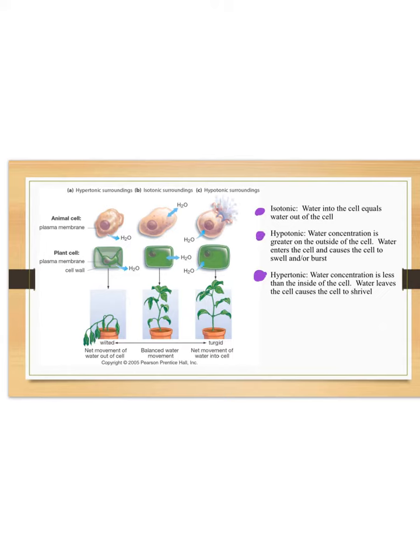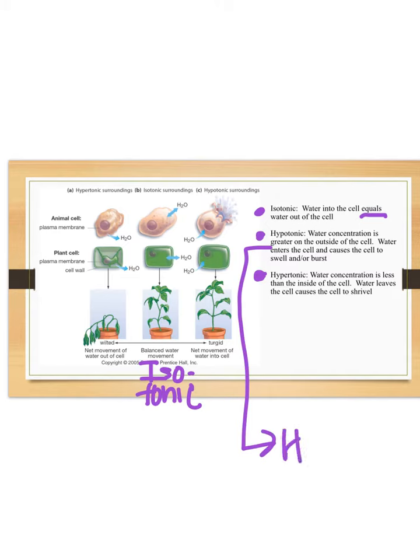So isotonic, again, equal, right? Everything is copacetic. The water inside the cell equals the water outside the cell. No big deal. This is your isotonic, the middle one. Now, hypotonic, I always think of like hippo, right?